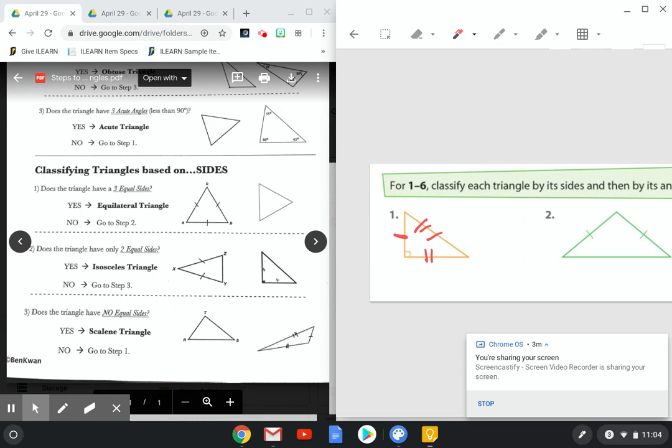So I'm going to go to step 2. Does the triangle have only 2 equal sides? Well, I determined that all 3 sides are different lengths. So I'm going to say no and go to step 3. Step 3 says, does the triangle have no equal sides? Yes, that's what I determined when I made my markings. So that is a scalene.